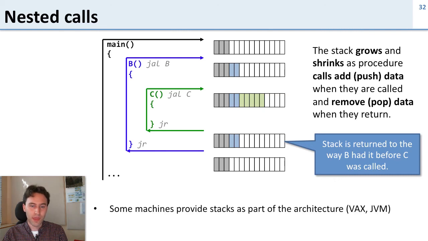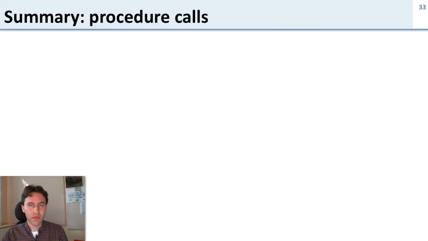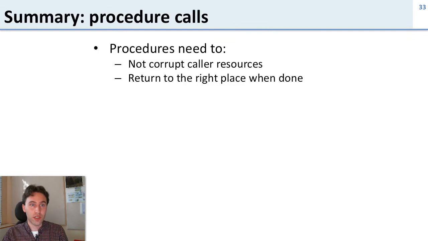So an interesting thing to note here is some machines provide stacks as part of the architecture. So VAX machines did this. The Java virtual machine provides a stack as part of its architecture. Others are implementing them in software, and that's what we've seen in MIPS. Following this convention of keeping the stack pointer and having procedures use it like this, we get stacks in software on MIPS. So let's take a summary of procedure calls.